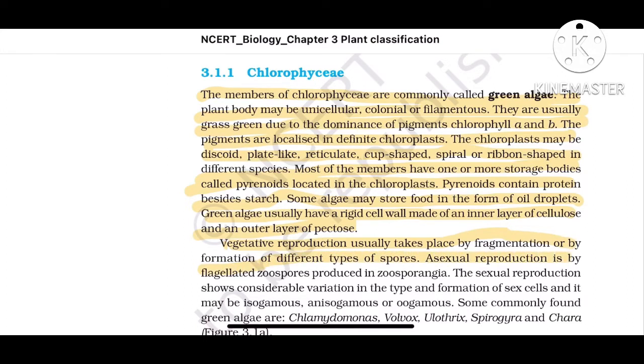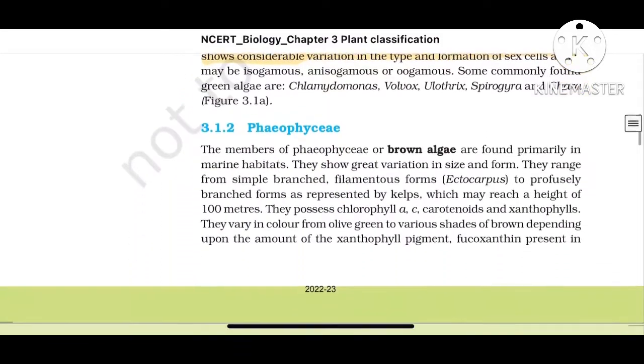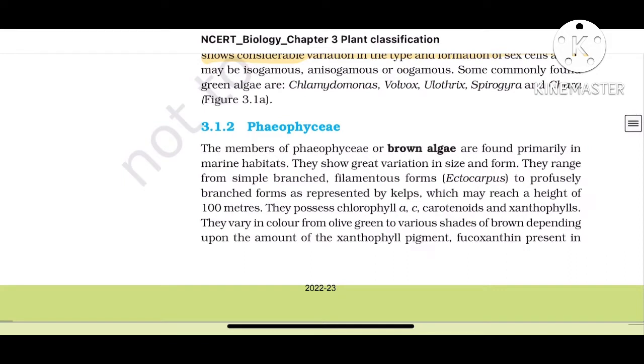Asexual reproduction is by flagellated zoospores produced in zoosporangia. The sexual reproduction shows considerable variation in the type and formation of sex cells, and it may be isogamous, anisogamous, or oogamous. Some commonly found green algae are Chlamydomonas, Volvox, Ulothrix, Spirogyra, Chara.